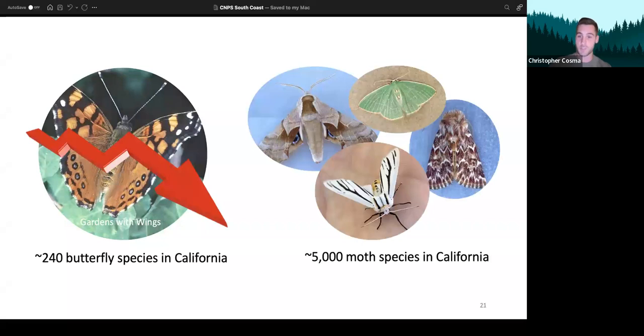But like I said, most of my research focuses on moths, and particularly their interactions with plants. So I'm going to be talking a lot about moths here. So what about the around 5,000 species of moths that we have just in California alone? Well, the answer to that question is we don't really know how they're doing, because unlike butterflies, no one's really analyzed their long-term population trends.